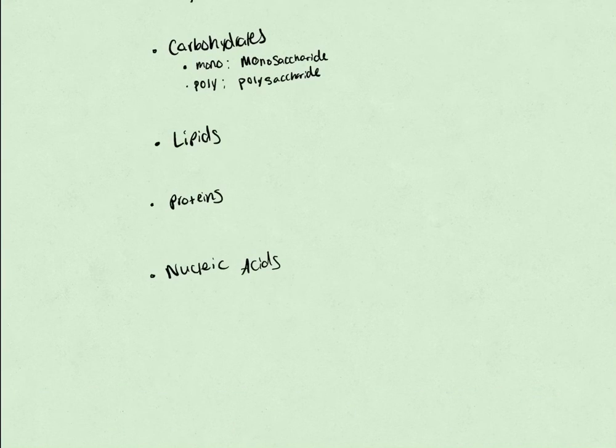Lipids, on the other hand, are the opposite. These are more aimed towards long-term energy and insulation. So the monomers that are present for lipids are glycerol and fatty acids. The polymer is the triglyceride.